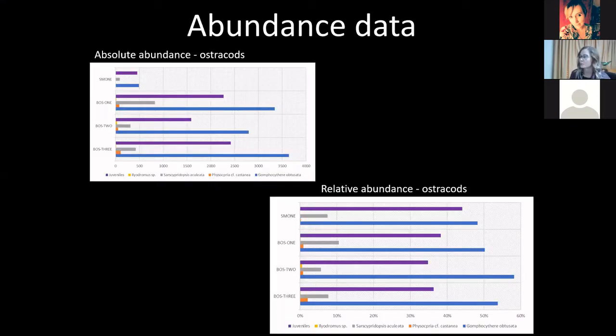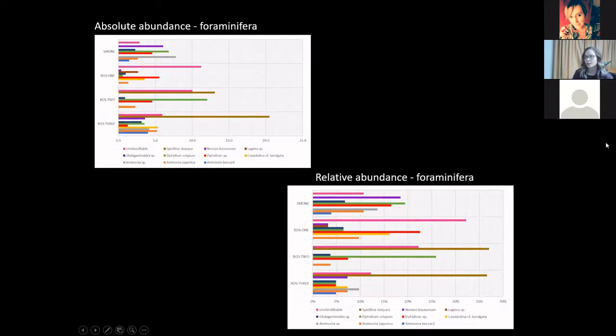Okay, just for more reference, here's my abundance data, my absolute and relative abundance of ostracodes. As you can see, Microfossils obtusata and juvenile ostracodes remain the most abundant. Next up, we have the absolute and relative abundance of the Foraminifera. My most abundant taxon was Spirulina vivipara, which only shows up in BOS 2 and BOS 3.